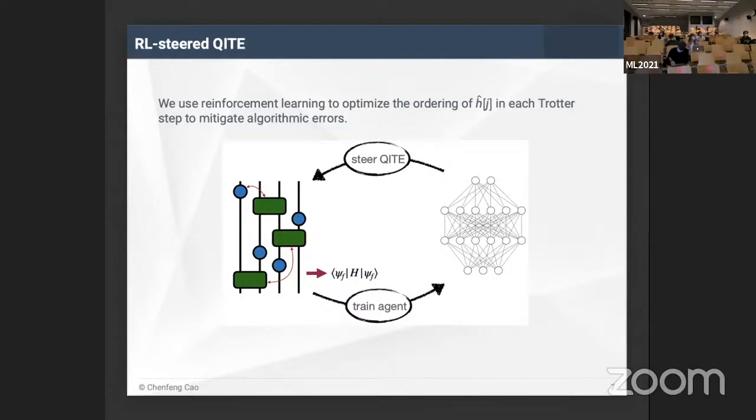The agent will obtain the reward: the lower the final energy, the higher the reward, because we want to prepare the ground state, which has the lowest energy. After training this model for many epochs, the agent will know how to modify this ordering and finally find the optimal one. The optimal ordering produces the lowest energy. In other words, the reinforcement learning agent mitigates the algorithmic error by adjusting the ordering. It just controls these single variables.